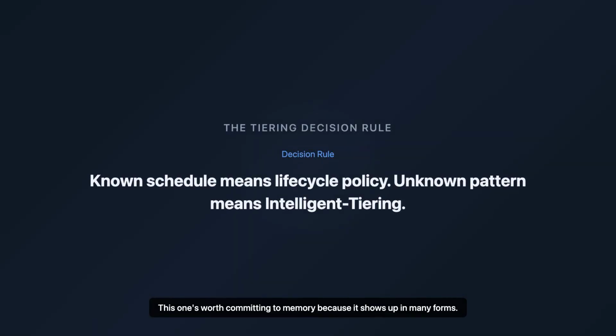This one's worth committing to memory because it shows up in many forms. Known schedule means lifecycle policy. Unknown pattern means Intelligent-Tiering. Anytime an S3 cost question describes a clear timeline, 30 days, 1 year archived, that's a lifecycle question. Anytime it says unpredictable access or unknown pattern, that's Intelligent-Tiering.